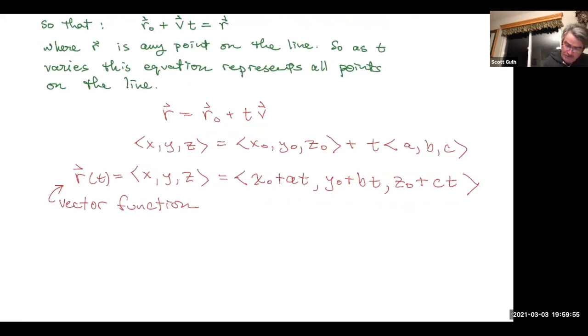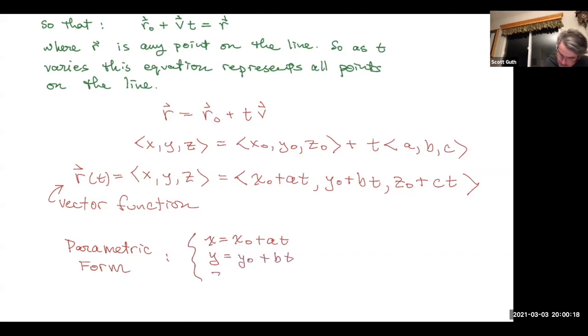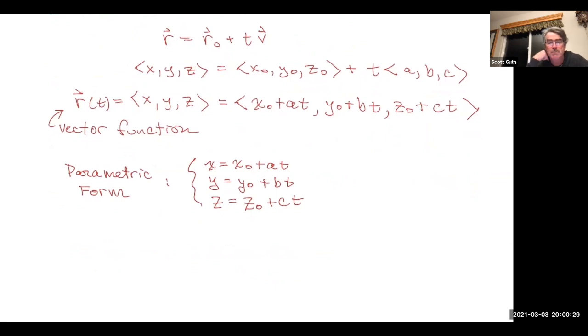Then we could do a parametric form. There's three different ways to write this. So the parametric form is you would say, X is X naught plus AT. Y is Y naught plus BT. And Z is Z naught plus CT. And you just let time vary. And that gives the X, Y, and Z coordinates of a point in space. And as time varies, that will trace out a line. Okay, any questions?